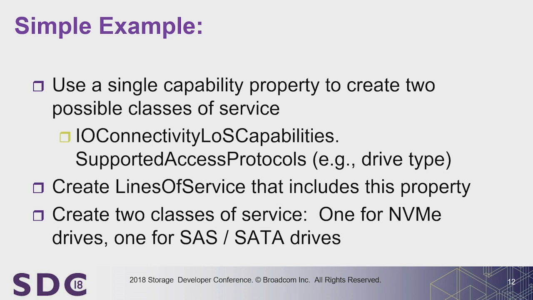So what I'm going to do here is basically just say, hey, I support all these different connectivity types, and so then I'm going to say, let's create different lines of service that map to the ability to connect different ones of those, and then create different classes of service to differentiate high-speed or low-speed drives out of that, and so that my system will automatically sort that.